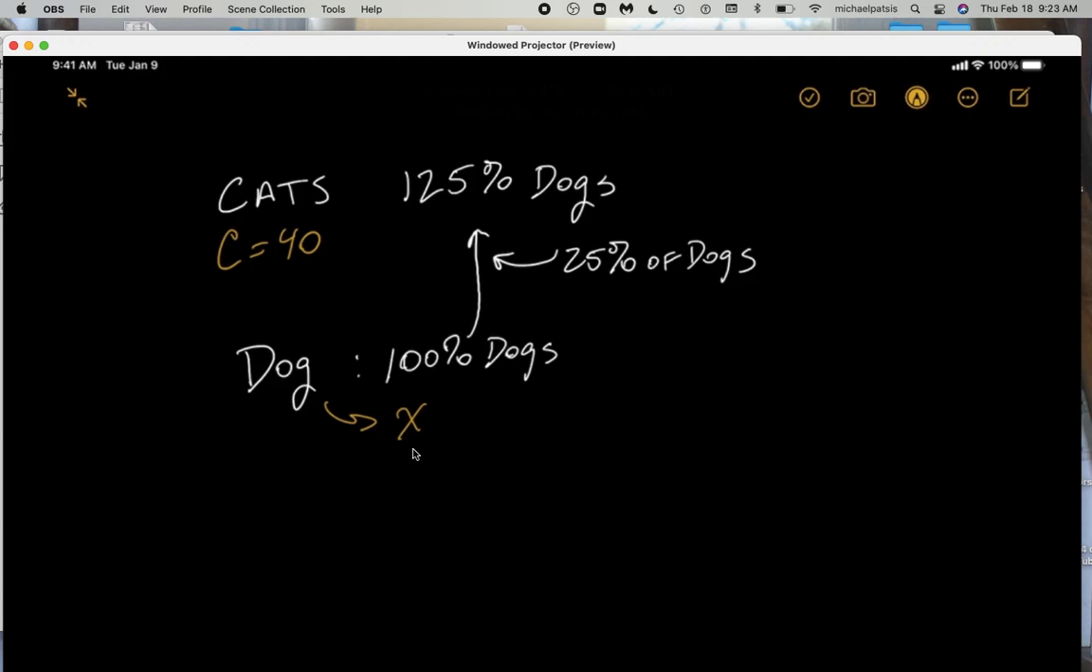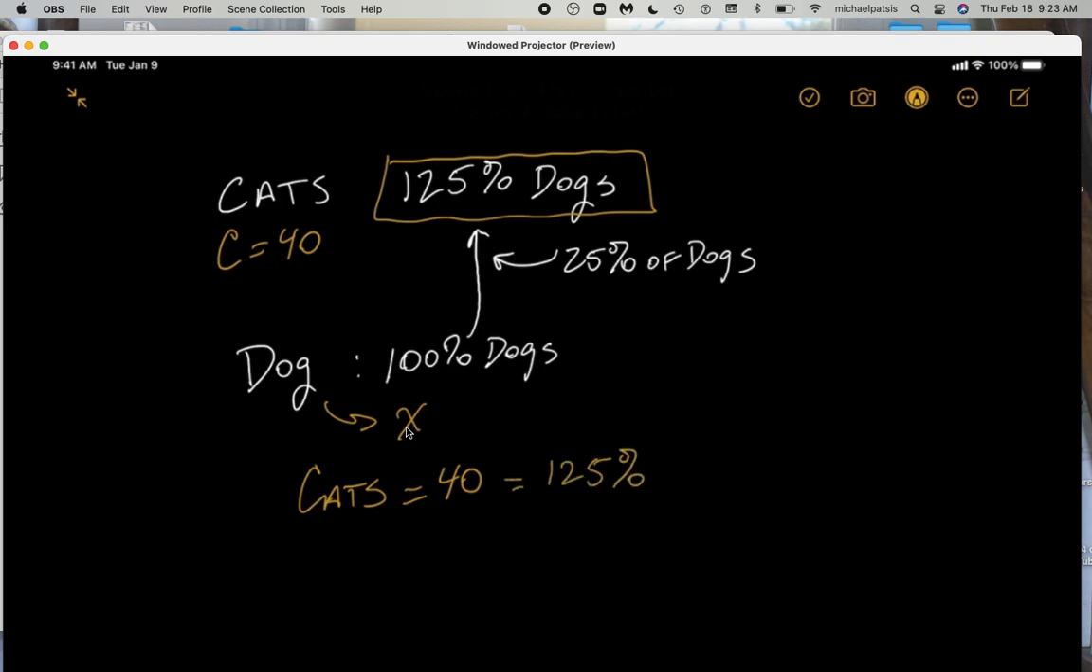We're trying to find X. Okay, we know that cats equals 40. And we also know that cats equals 125% of the dogs. And we know that dogs is our X. So we're going to write 40 equals 125% of means times X.